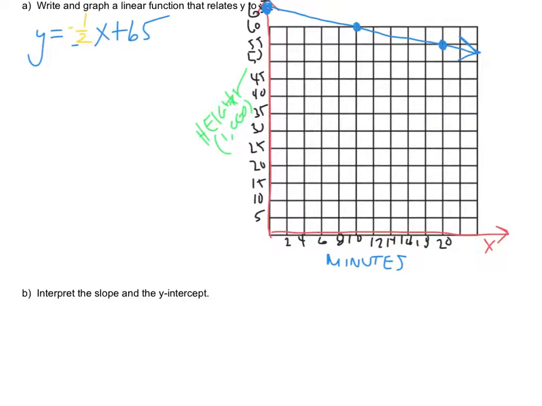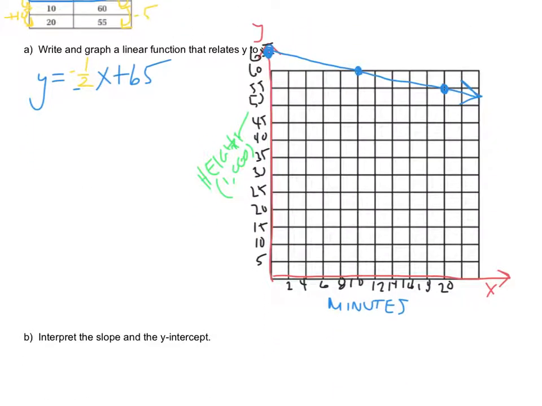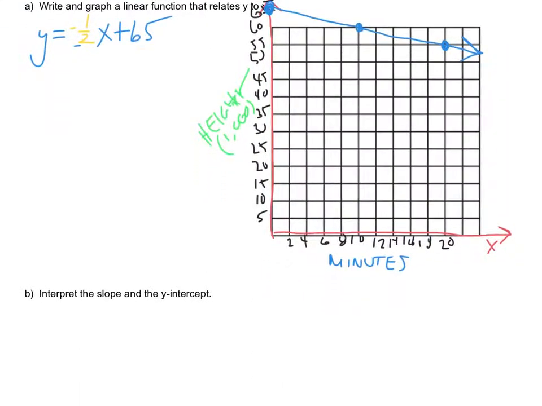From here, the last question says to interpret the slope and interpret the y-intercept. Now it's important that we remember what that means. Interpret. Big key word. Not that the slope is -1/2. Not that the y-intercept is 65. Interpret means what do those numbers mean? So more detail. Let's just do those. So the slope.